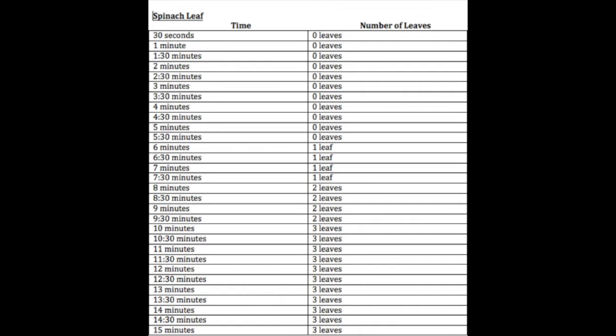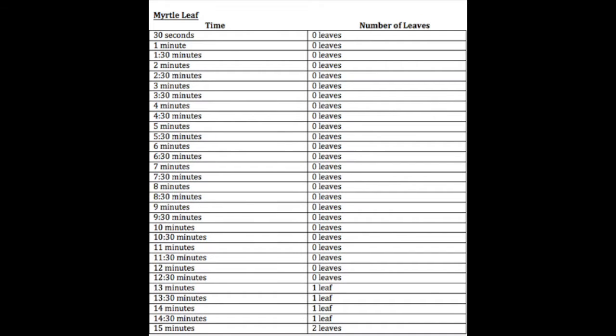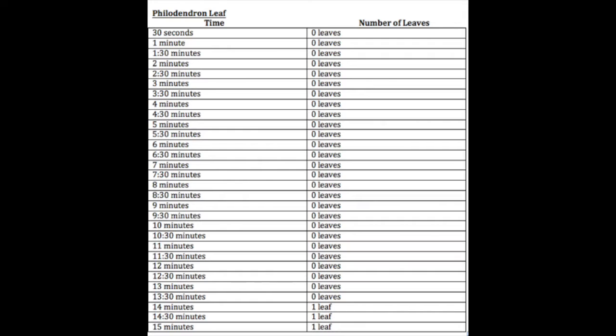So as we can see in our data tables, we found that spinach had a floating disc at 6 minutes, a second one at 8 minutes, and a third one at 10 minutes. The myrtle leaf had one floating disc at 13 minutes and a second floating disc at 15 minutes. The philodendron leaf had one floating disc at 14 minutes.